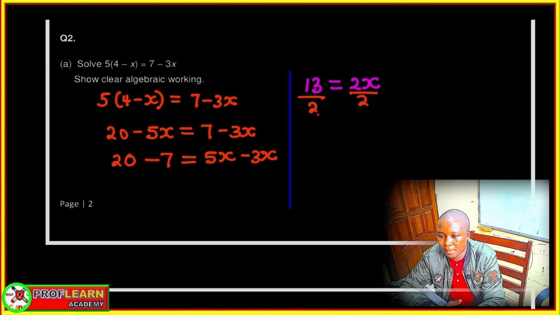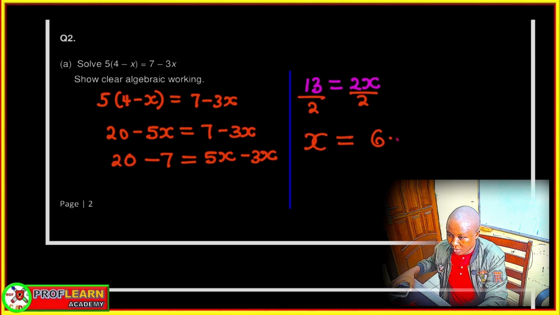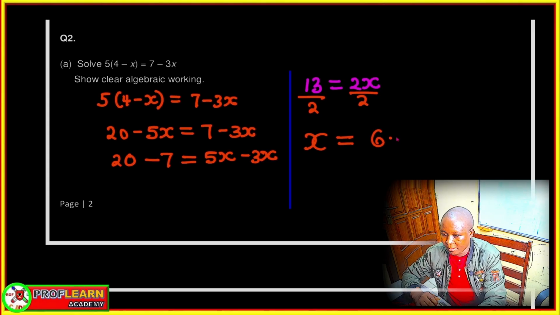Then we shall divide by 2 both sides. And if you divide by 2 both sides, what do you get? That is 13 divided by 2. You are going to get 6.5 as our final answer at that point.